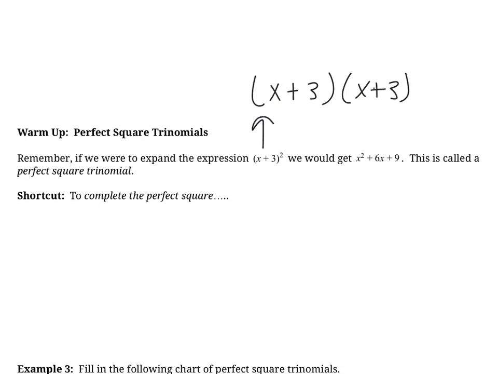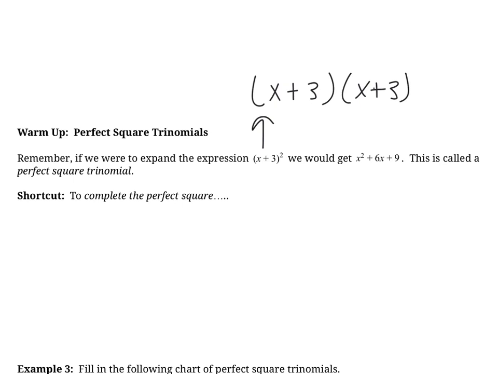and then you would expand this out by using the FOIL process or the FOIL method, and you would end up with the expression x squared plus 6x plus 9. So this expression is actually called a perfect square trinomial. There is a very specific relationship between x plus 3 squared and x squared plus 6x plus 9.